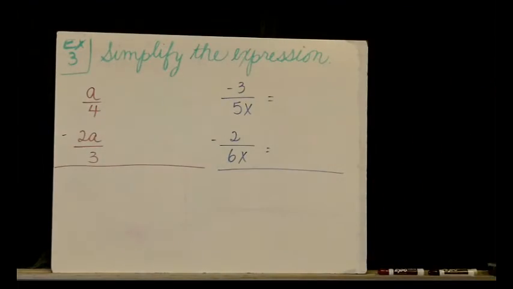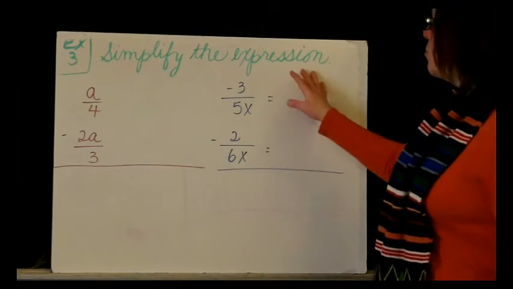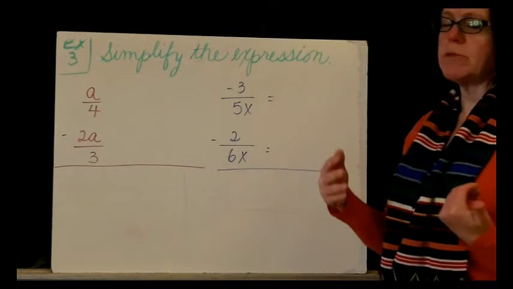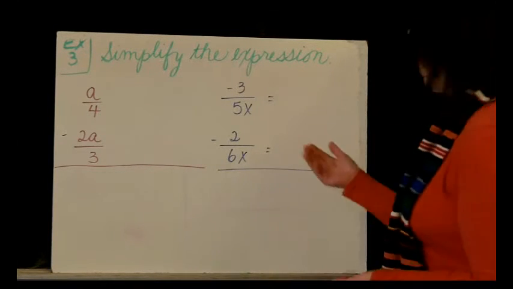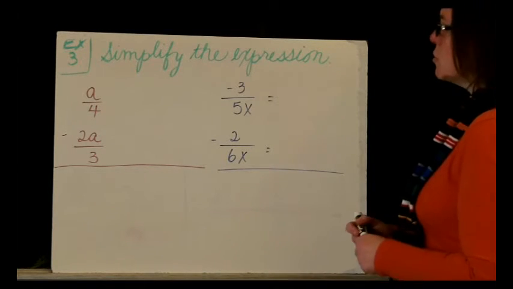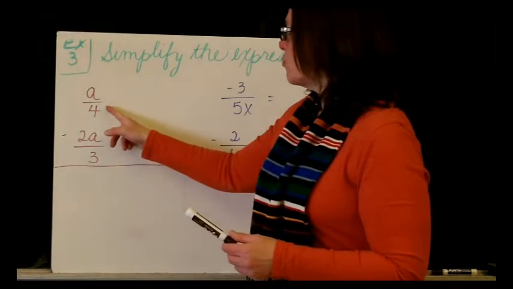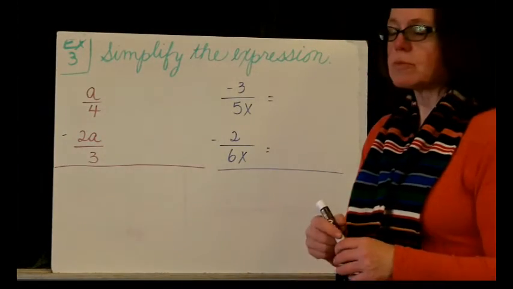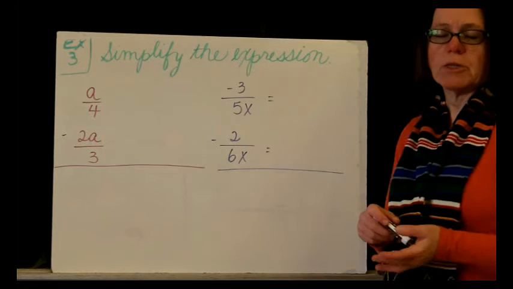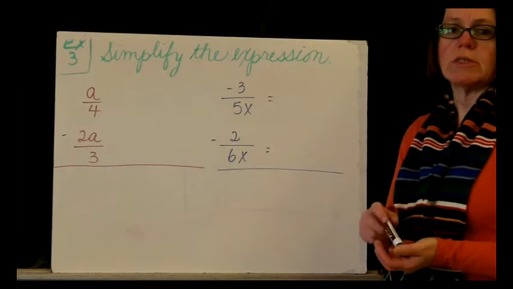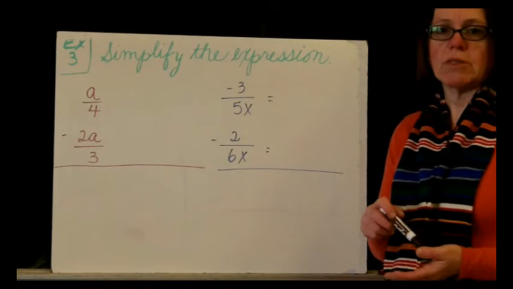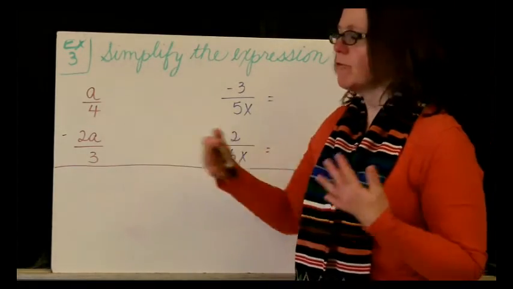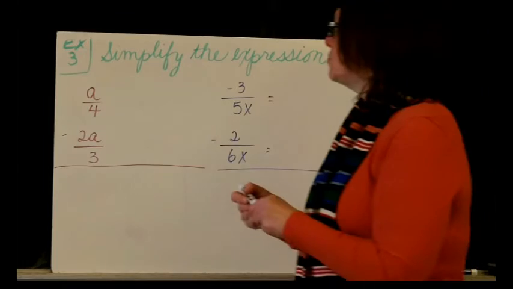And now for our last example. Simplifying the expression. Now, the only difference between these problems and the ones in the first two examples is that we have variables. So here we have an a over 4 and a negative 2a over 3. Now, none of the steps that we need to follow change. We still need to find the least common denominator, and then we have to move our original fractions and convert them into equivalent fractions.